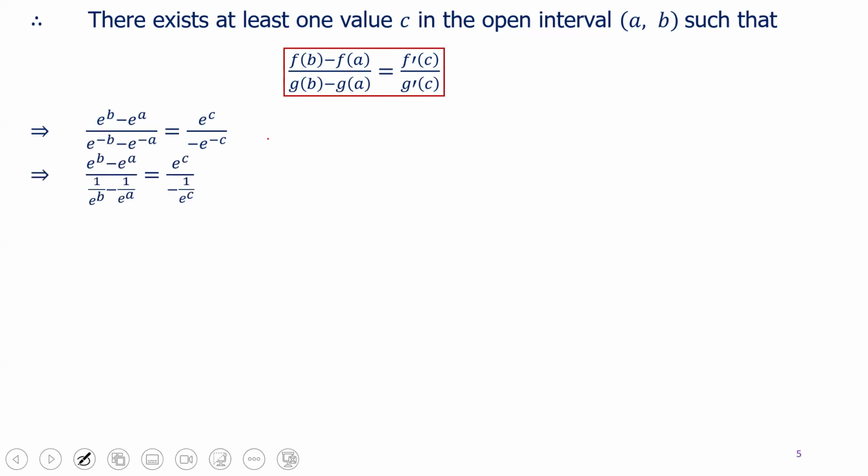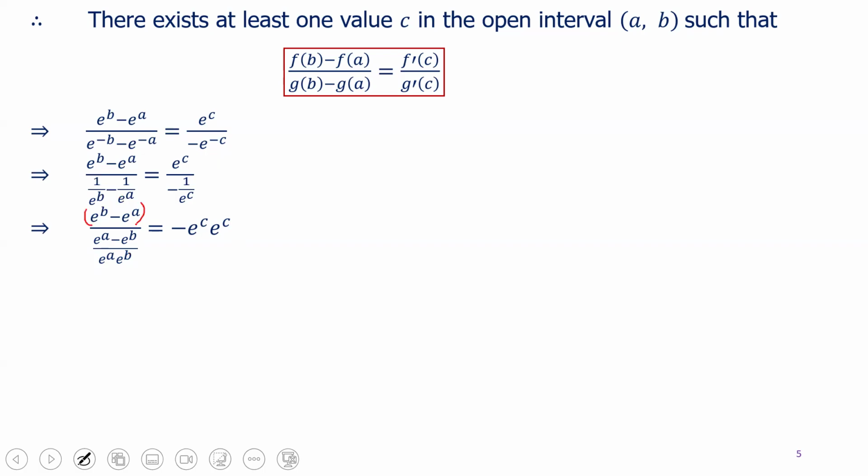Now, the numerator we won't change. In the denominator, e to the power minus b and e to the power minus a can be written as 1 upon e to the power b and 1 upon e to the power a. Similarly, this e to the power minus c can be written as 1 upon e to the power c. Now, if we take the LCM of this part, which is e to the power b into e to the power a, and simplify it, e to the power a minus e to the power b, which is equal to e to the power c, goes to the numerator minus of e to the power c into e to the power c.